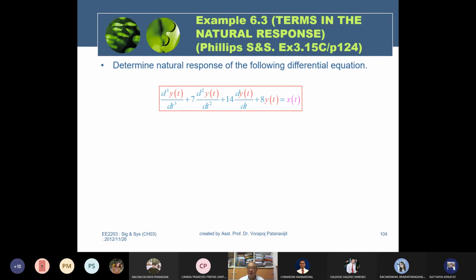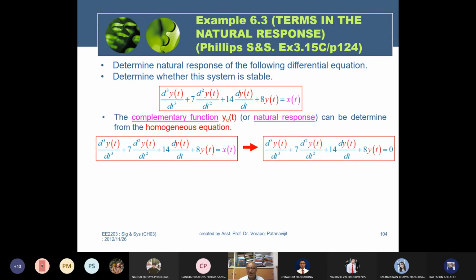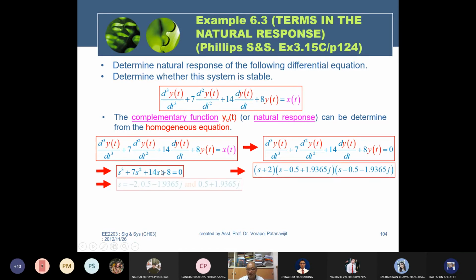Determine the natural response of the following differential equation. You concern only the natural response. Therefore, you determine the complementary function yc and set the non-y term to be 0. Differentiating three times gives s to the power 3, differentiating two times gives s squared, and differentiating one time gives s.